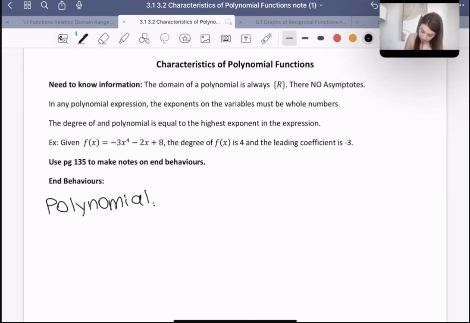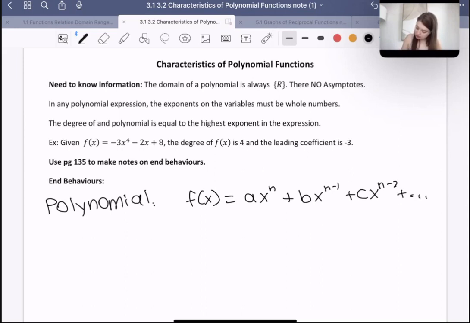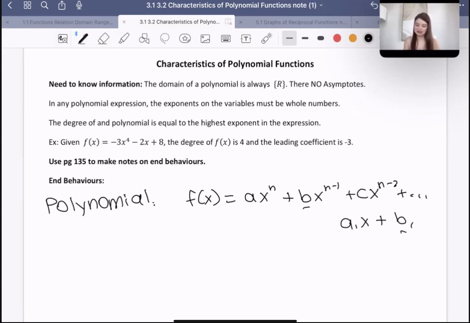A polynomial can be expressed as f of x equals ax to the power of n plus bx to the n minus 1 plus cx to the n minus 2, and so on, until we get to the very end, which is going to look like maybe a1x plus b at the end, or b1, because these don't necessarily have to be the same number. So there we go. Now, many of these may just have zero. Many of these coefficients, a, b, and c, could just be zero, and so we don't actually have to have all the powers all in a row like this in order for it to be a polynomial.